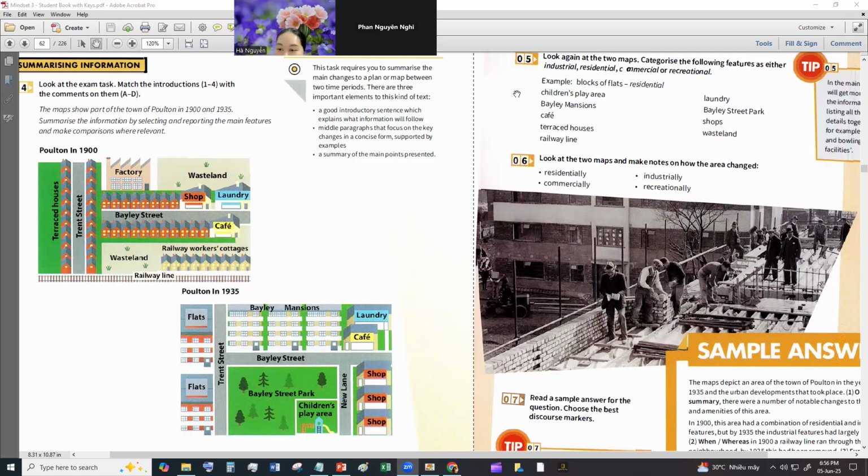So now, remember the categories, right? Your job is to look at the map again and make notes on how the area changed residentially, commercially, industrially, and recreationally. Remember the details you just grouped. For this part, I'd like you to write short notes and send them into the chat box for me.